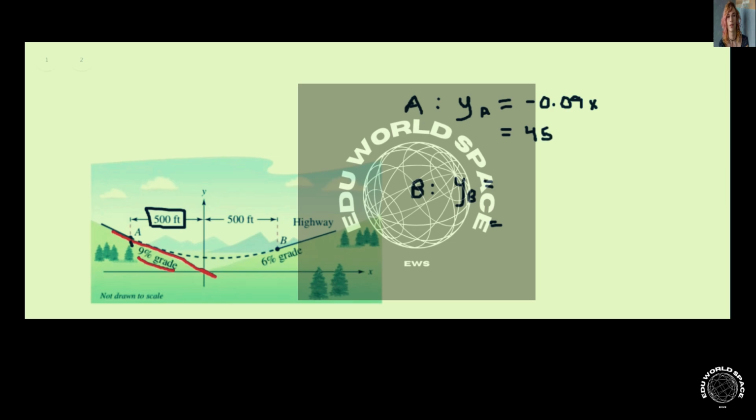We do a similar thing for point B. It's a 6% grade, and then going in the positive direction, so you get 0.06x, and then we have to plug in 500 again, as shown on the diagram. It's 500 feet out, so we get y sub B equals 30.